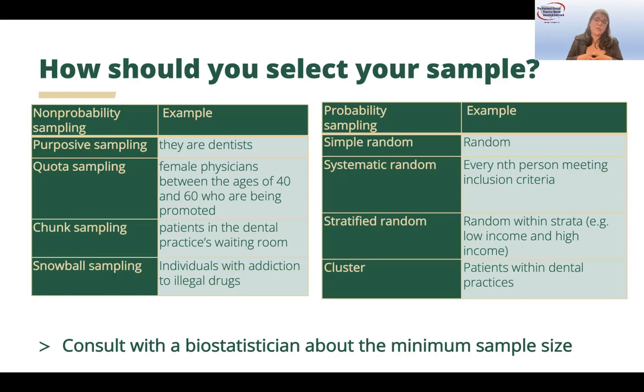So what you do is you give the questionnaire to a small sample that you could identify, and they will help you identify the next ones. So that's a very helpful way of doing research on hard-to-reach populations. But the main thing when you are selecting your sample is to consult with a biostatistician. They will help you identify what type of sampling scheme you should have, but also what is the minimum sample size that you need to achieve.